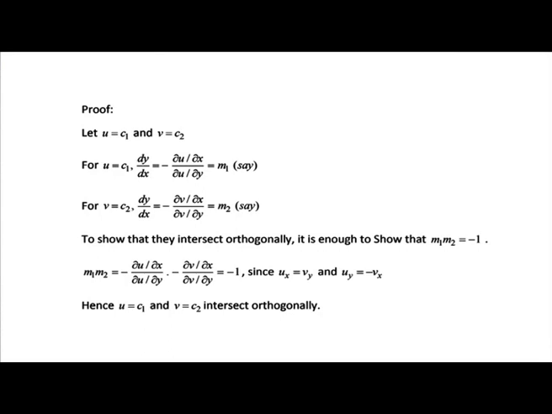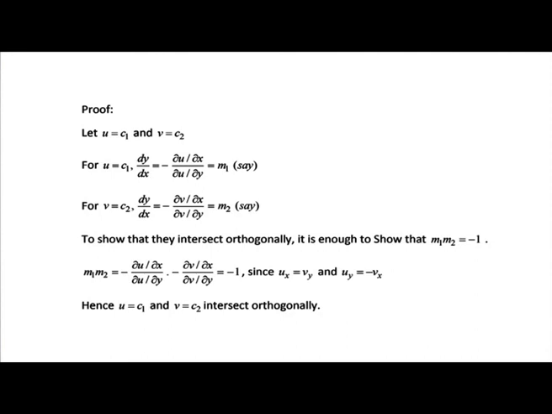So, if I differentiate to find the slope, I get dy by dx as minus dou u by dou x by dou u by dou y. Let me call that m1. Now, for the second curve, say v is equal to a constant, you can still go ahead and write your formula for dy by dx as minus dou v by dou x by dou v by dou y. Let us call that m2.